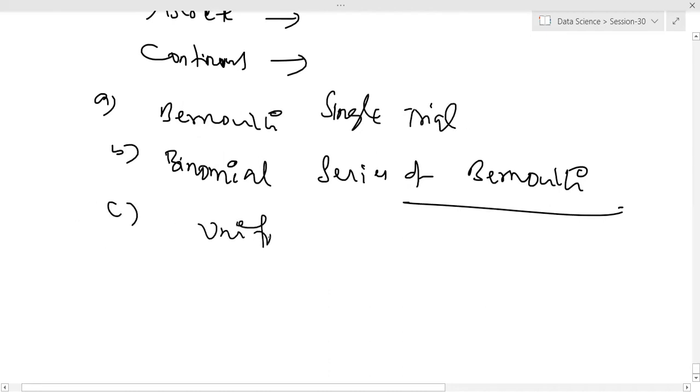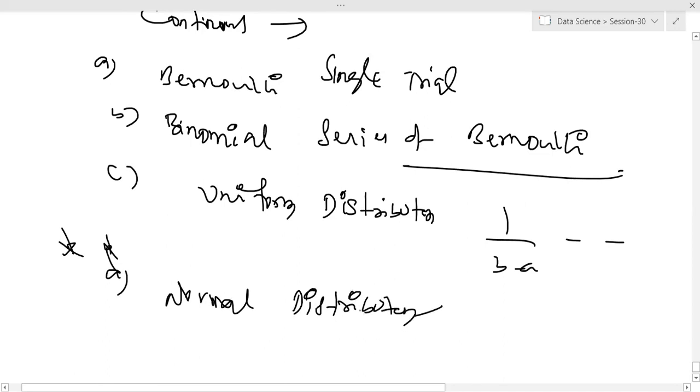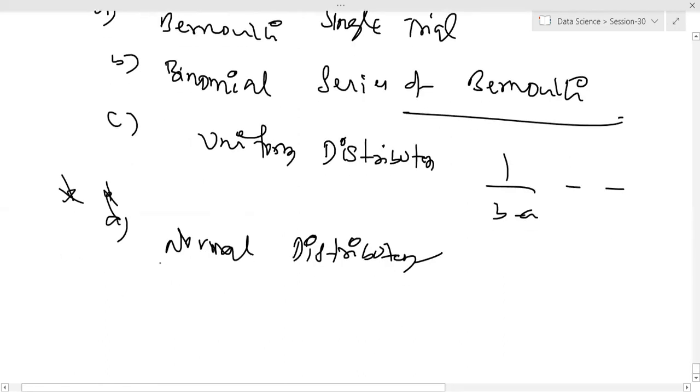It is the uniform distribution. This uniform distribution we have seen with some formula, 1 by b minus a kind of thing, which is parameter based. Our last one is the normal distribution, also known as Gaussian normal.